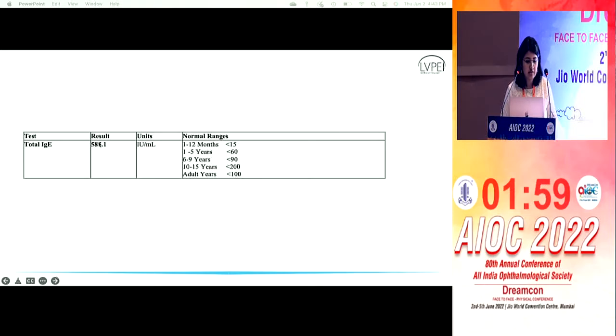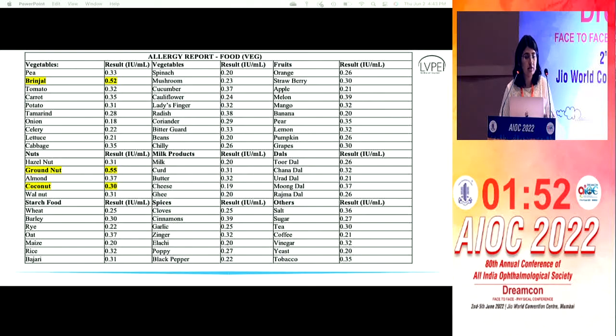You can see it's almost 600, whereas the normal for that age is less than 200. So we went ahead and carried out allergen-specific IgE. Now, the type of allergen depends upon what is the most common allergen in that geographic area, and this is the panel that is available in our geographical area. So here you can see the patient had sensitivity to these agents.